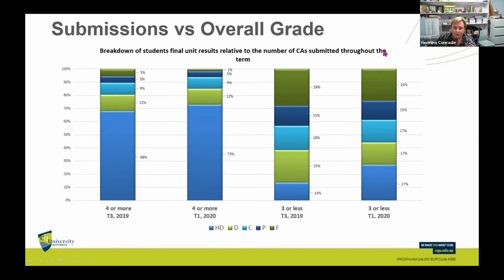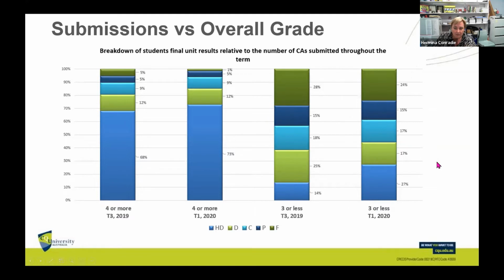And then if we look at the right-hand side, students who submitted 3 or fewer of those consolidation activities, there were not a lot of them compared to the others who achieved high distinctions. And then the number of fails was significantly higher compared to those who submitted more than 4 consolidation activities.